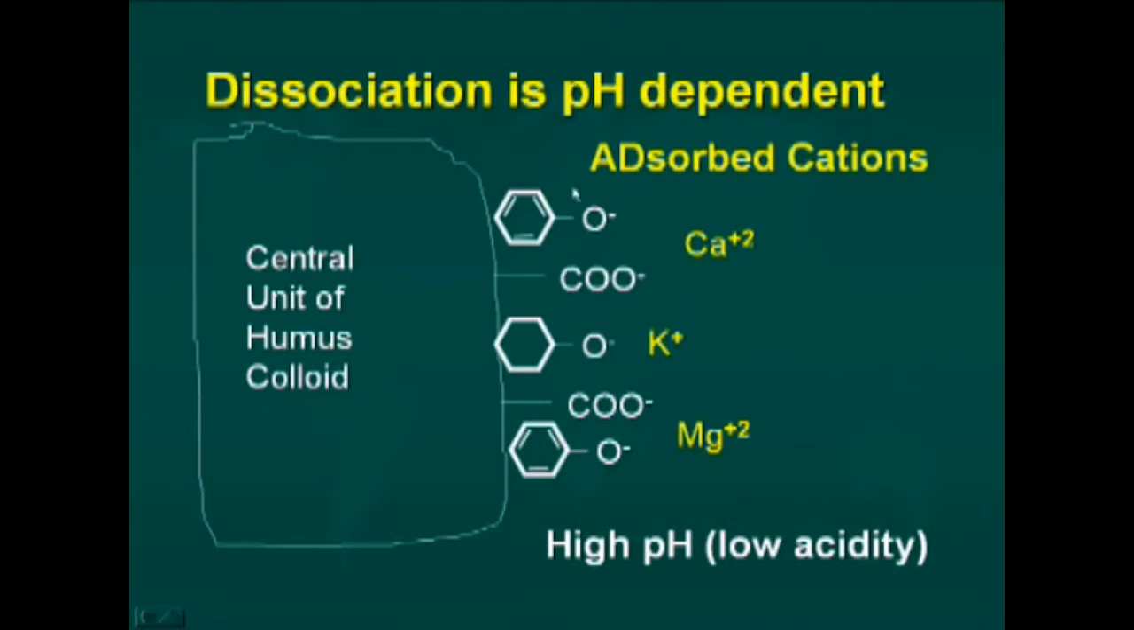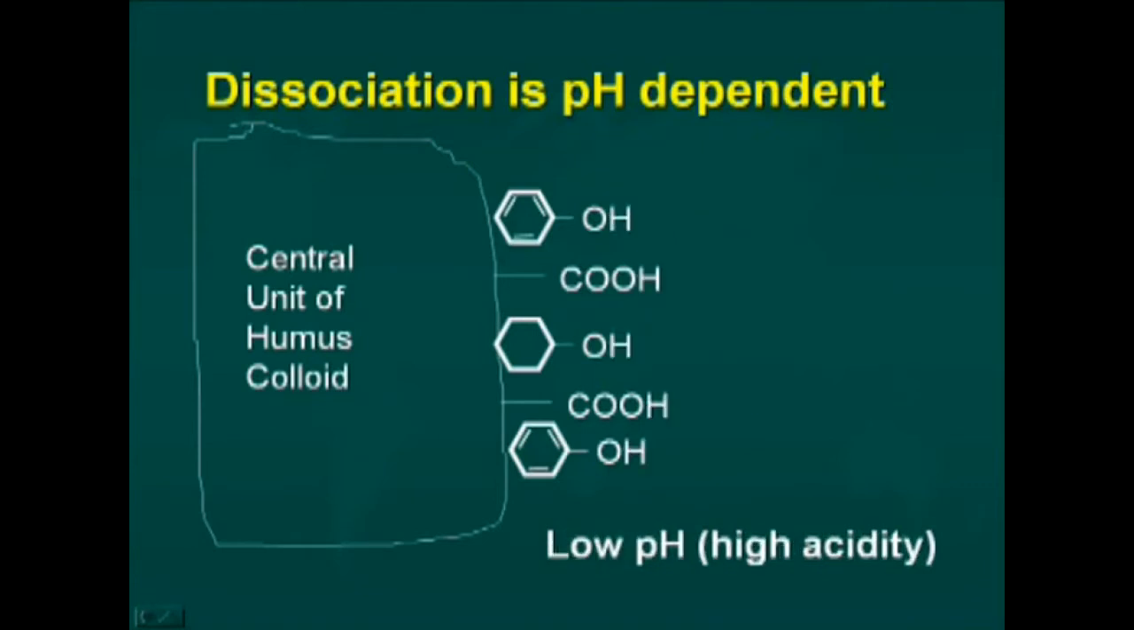Again, adsorbed, not absorbed, adsorbed. This is a surface phenomenon. These cations are attracted to the surface electrostatically. Adsorbed. At low pH, there's no dissociation. So this phenyl hydroxy group holds its hydrogen. This carboxyl group holds its hydrogen. Low pH, high acidity. And so this is pH dependent. This CEC, this capacity to exchange cations, the sum of exchangeable cations, depends on the pH.